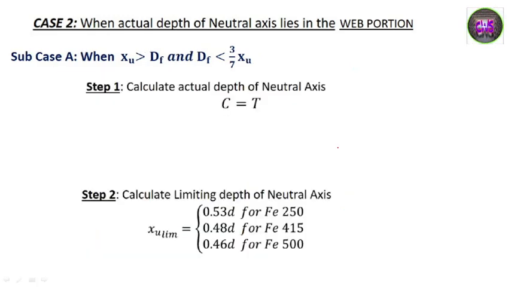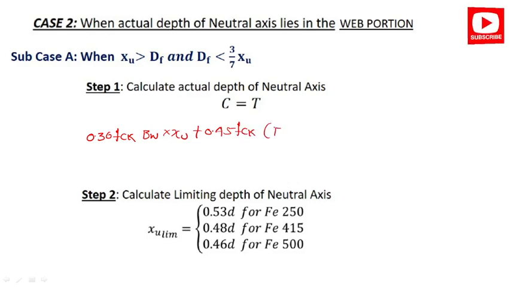So when we look at that, what can we write here now, so first I said compression equal to tension. So according to that, when we write, the formula is 0.36 fck bw into Xu plus 0.45 fck, okay, (bf minus bw) multiplied by Df equals 0.87 fy. So this might be the formula for calculating the depth of neutral axis when you equate compression equal to tension.